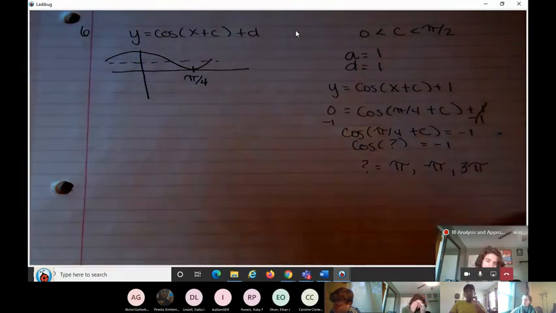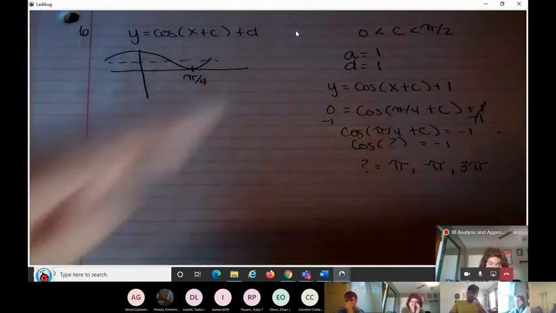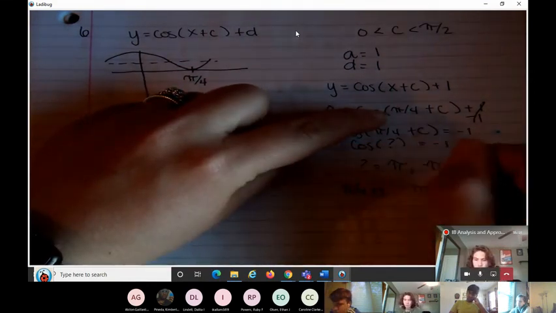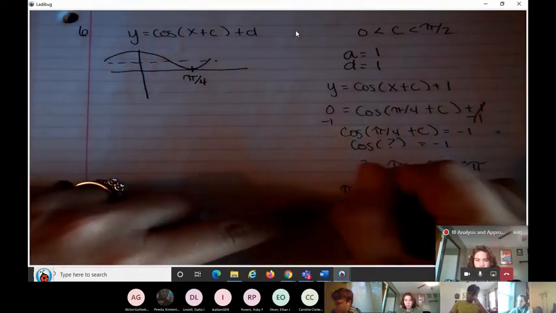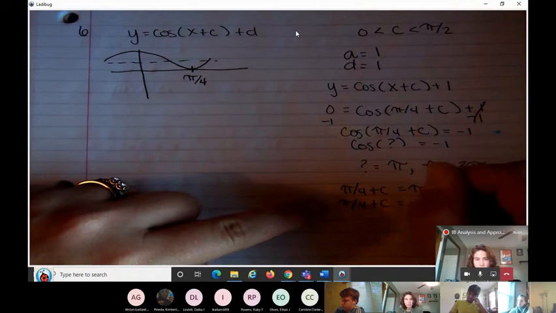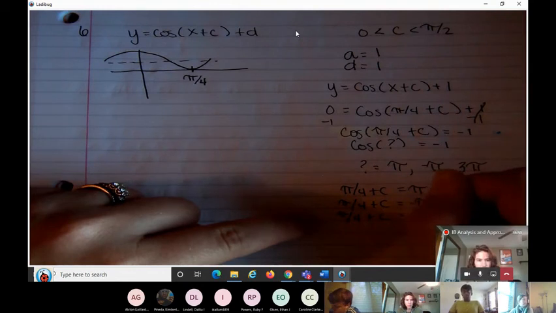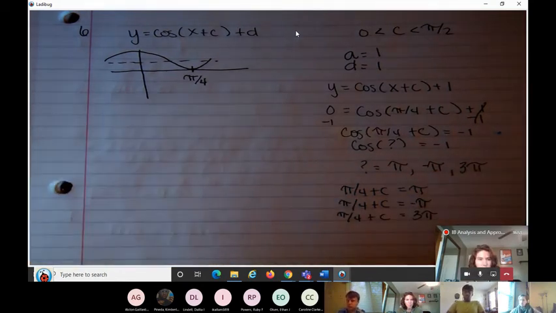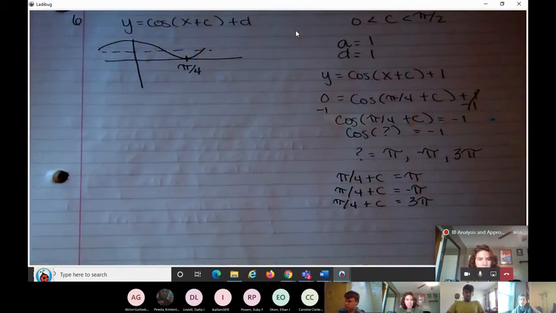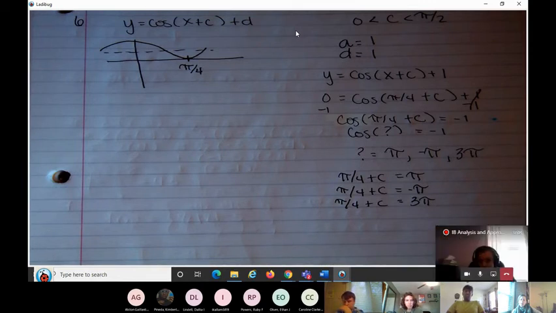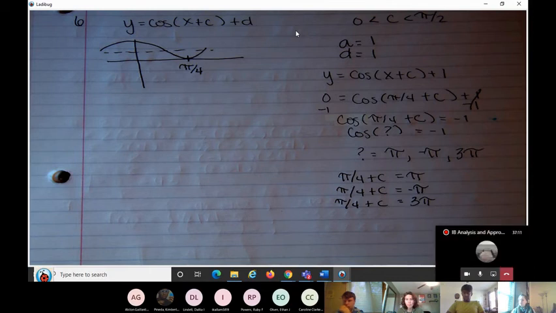So I'm going to say that pi over 4 plus my c is equal to pi, and see what c is when I do that. I'm going to test it when it's equal to -pi, and I'm going to test it when it's equal to 3 pi, and see what happens in each of those cases. What questions do you guys have about that process? Because that's a fairly new thing that we've talked about. Okay, if there are no questions, we're going to keep moving.